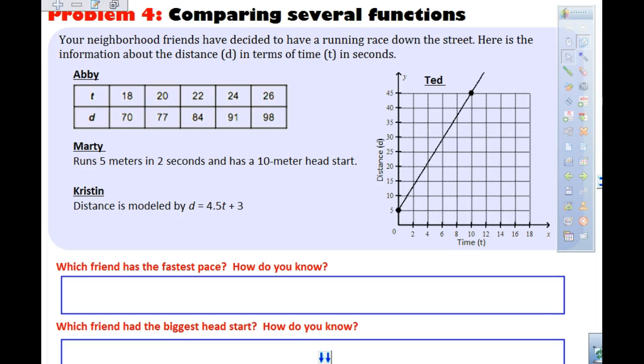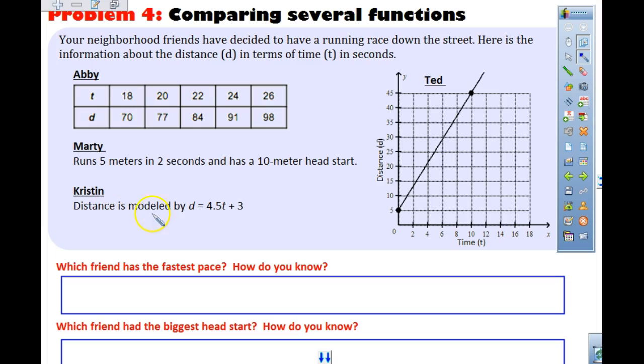So problem 4. Your neighbor's friends have decided to have a running race down the street. Here's the information about the distance in terms of time t. So notice that they put time on our axis for x, and our distance is d. That's the same as our y. So first off, it says, Abby, we give a table of values. At time 18, she's at 70, 20, 77, right? We know that Marty is running at 5 meters in 2 seconds. And has a 10-meter head start, okay?